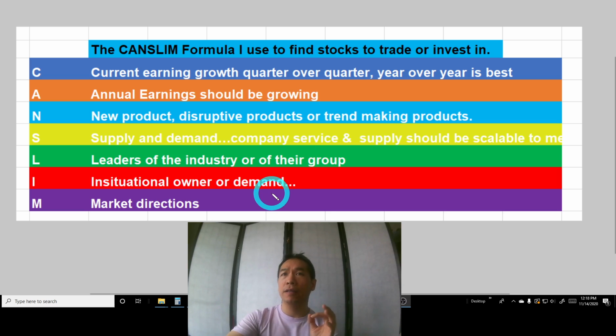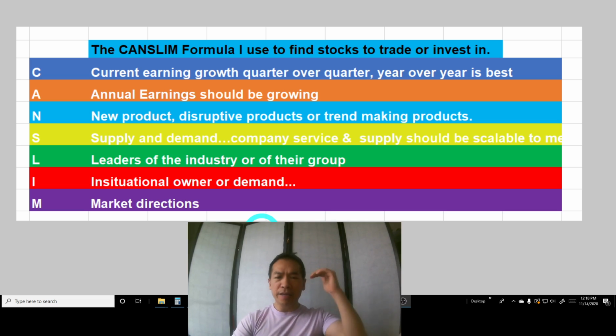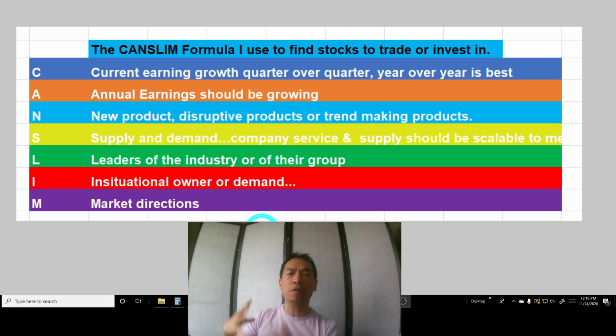Now, the next one is S. S stands for supply and demand. Do you believe that sometimes when a company doesn't have enough supply, they will go into bankruptcy? If the company does not have enough supply or services to meet ever-growing demand, meaning the demand is growing so fast, the company can actually go bankrupt and close down.